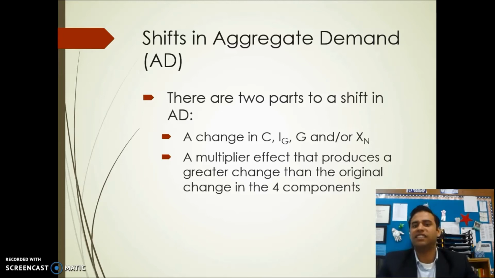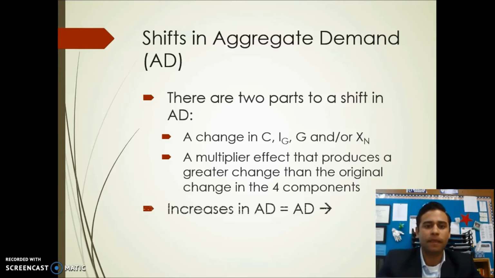And I'm going to say changes in SIGEX a lot. So I probably will no longer be going back and emphasizing that a change in SIGEX means a change in consumer behavior, business investment, the government spending, or net exports. I'll just be saying changes in SIGEX from now on.